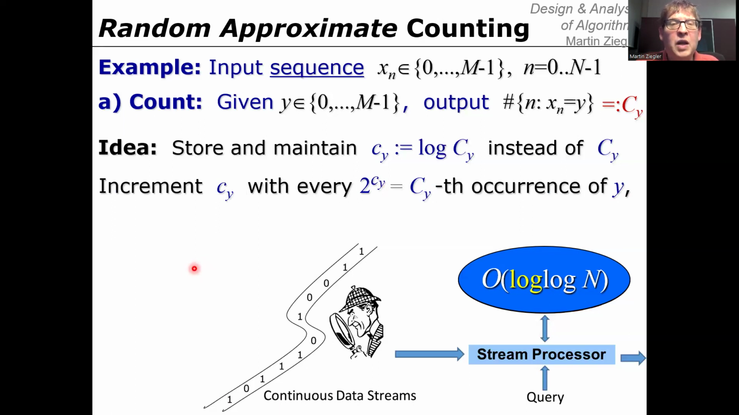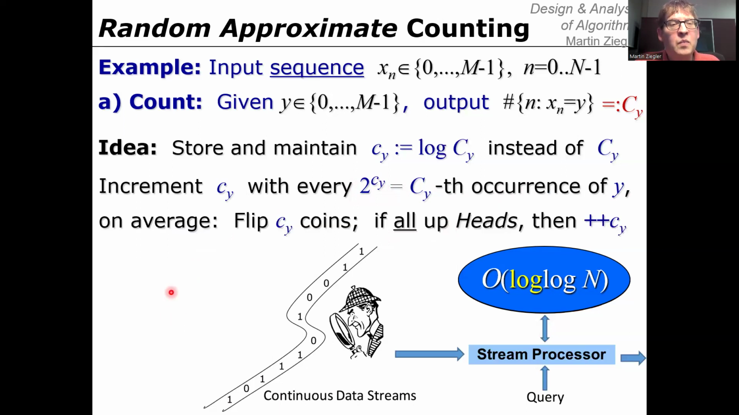Still, that's what we're going to try. We're going to make an algorithm that increments the small cy counter after every capital Cy's occurrence, that is, after every 2 to the small cy occurrences of y. And the trick to do that is using randomization. So whenever y comes by in the stream, we're going to flip small cy coins. We have stored small cy, so we can count up to small cy and flip a coin each time. And only if all the coins come up heads, then we're going to increment that counter small cy.